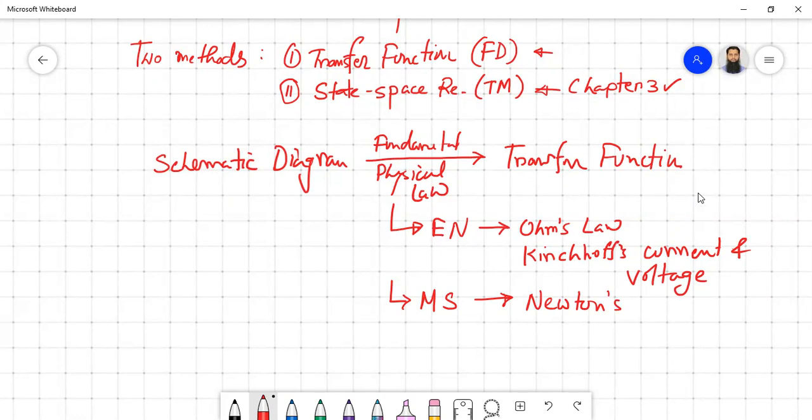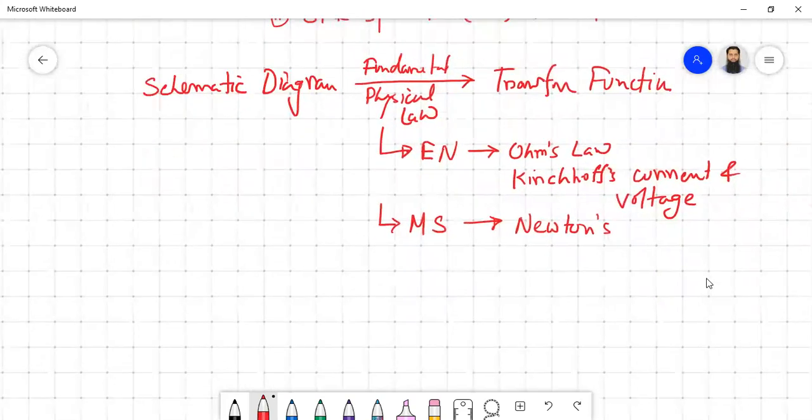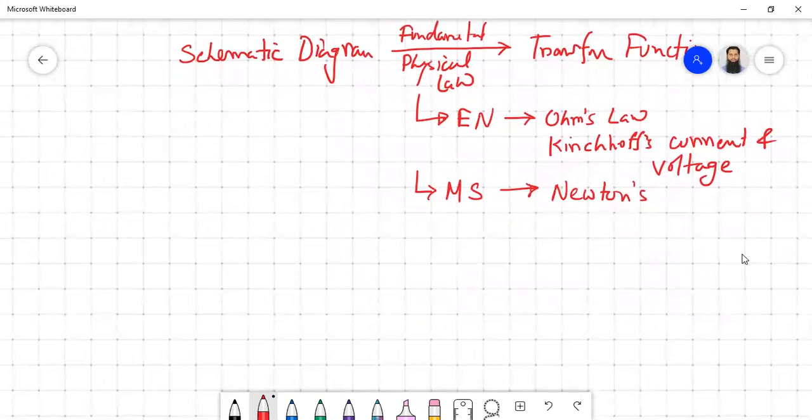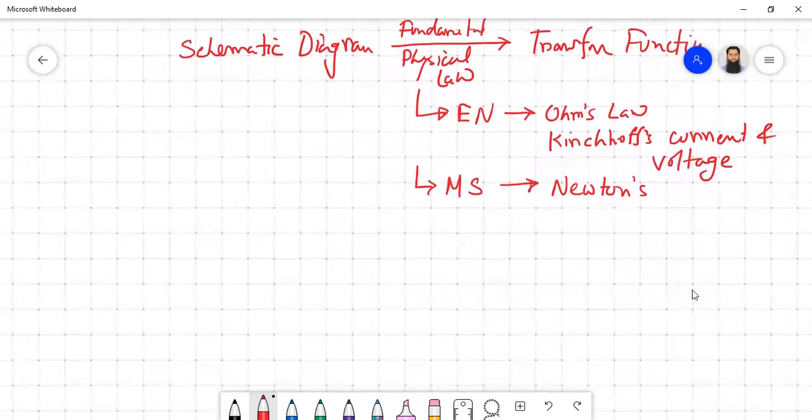Like in Kirchhoff's law, what do we have? Summation of the currents in a node, or in a loop, summation of the voltages in a loop has to be equal to 0. This sort of fundamental law we have to apply to find our transfer function. Okay, so what is our bottom line? The bottom line is to find a relation between the input and output based on these fundamental laws.